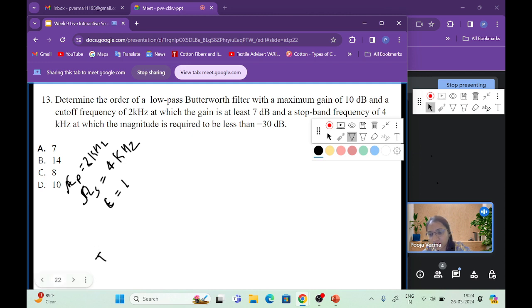So what is the total attenuation in the stop band? That is minus 30 dB, and here the maximum gain is 10 dB. So total attenuation, minus 30 minus 10, will be minus 40 dB.